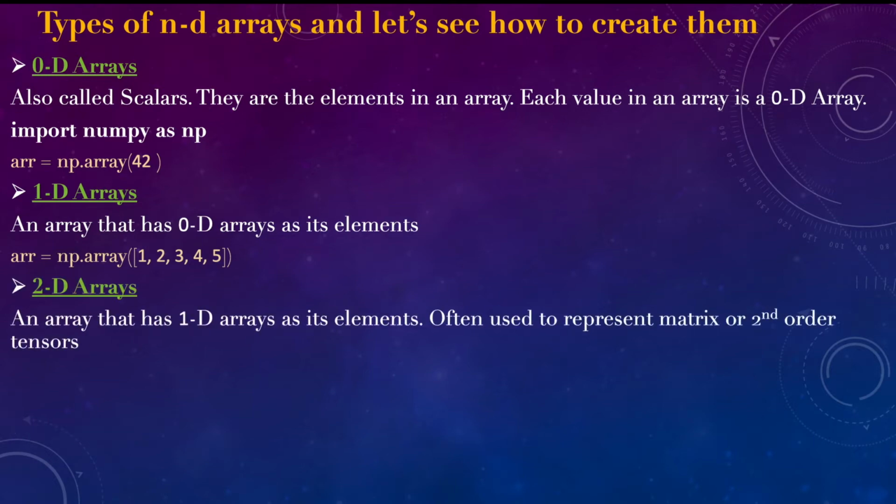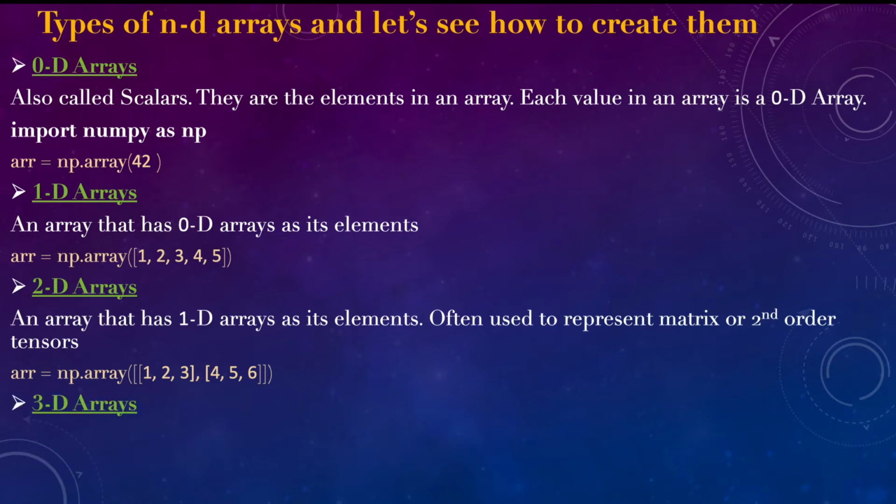If we come to 2D arrays, an array that has 1D arrays as its elements is called a 2D array. It's often used to represent matrices or second-order tensors. So we have to pass a collection of 1D arrays to the array function of numpy to create 2D arrays.